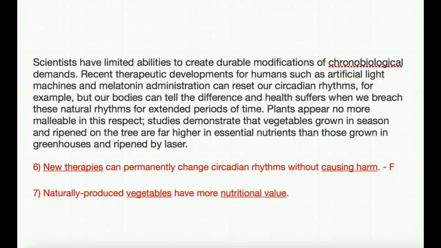What looking at that question highlights again with regards to IELTS reading true, false, not given questions, or any reading questions, is the importance of synonyms. We can see by looking at the statement that different words or phrases are actually used in the text. So here we have new therapies, but in the text they have recent therapeutic developments. We have permanently change. In the reading we have durable modifications. Causing harm, health suffers. So you can see it's very important.